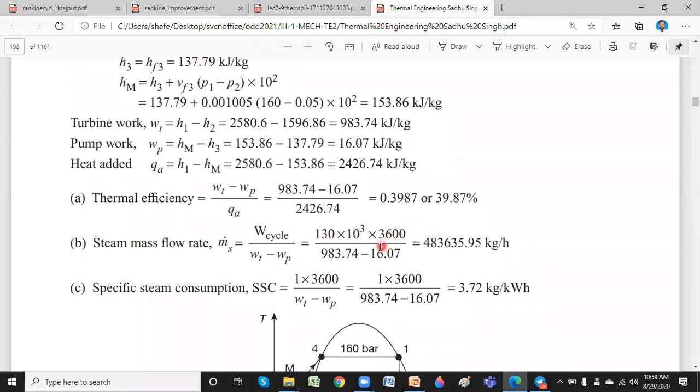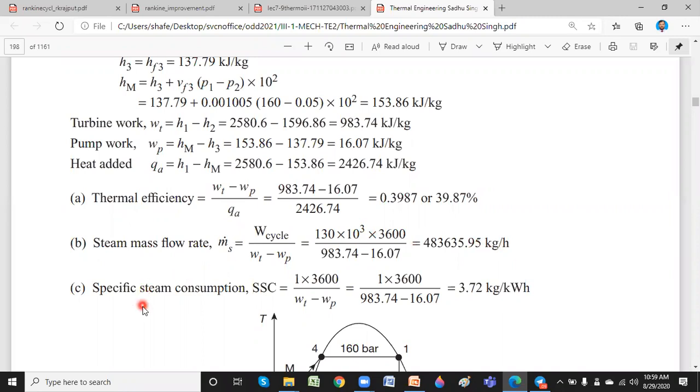So like this, you just convert here, or don't worry about 3600, you'll get kg per hour, because mass must be in kg per second or kg. So per hour, how much steam are you generating? 483,635.95. That much amount of steam you are generating per hour. Okay, so how I got this formula: total net work output is nothing but mass of steam into Wt minus Wp, and total net work output is given in the problem as 130 megawatts, or 130 into 10 cubed kilowatts. So straight away if you keep it without 3600 you'll get kg per second. So that's the steam mass flow rate.